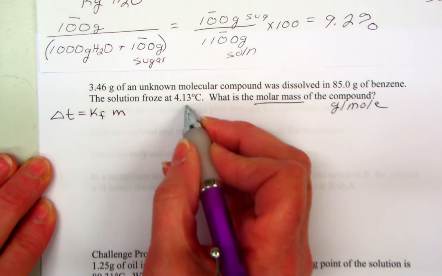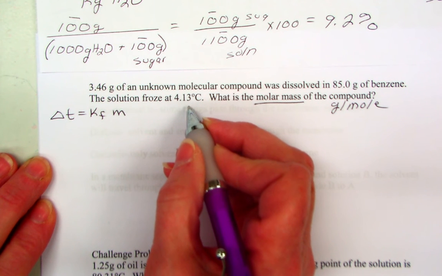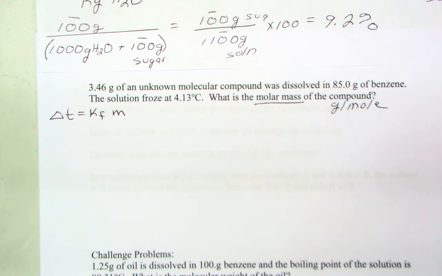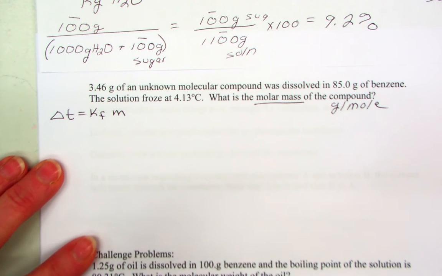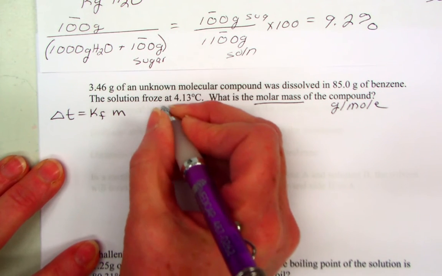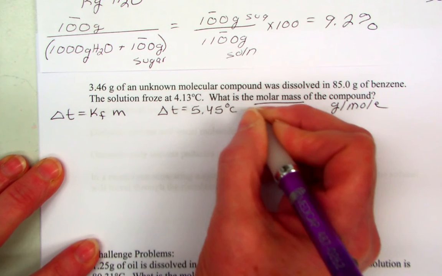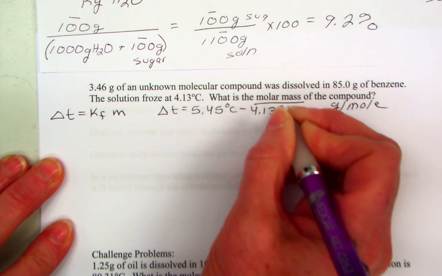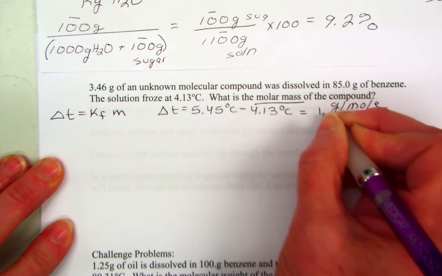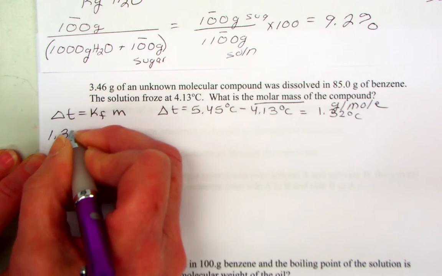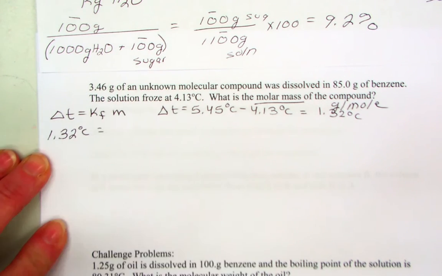Now, we know that the solution froze at 4.13 degrees C. So the first thing we do is go look up on our chart the normal freezing point of benzene. And when we look on our chart, we see the normal freezing point of benzene is equal to 5.45 degrees Celsius. So delta T is my normal freezing point, 5.45 degrees C, minus 4.13 degrees C. So my delta T is 1.32 degrees Celsius.